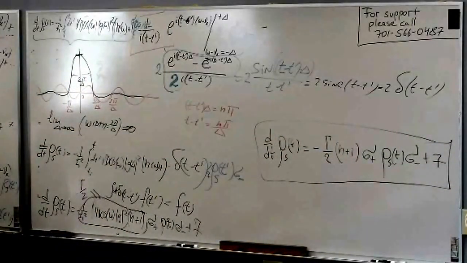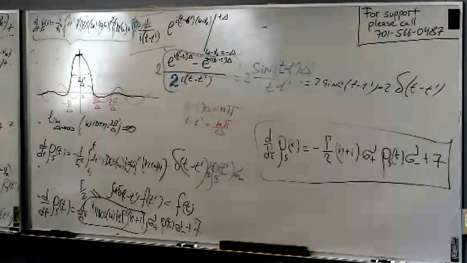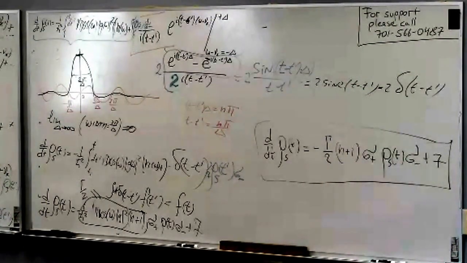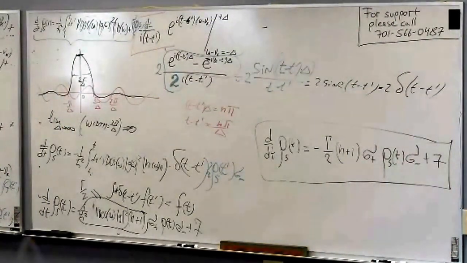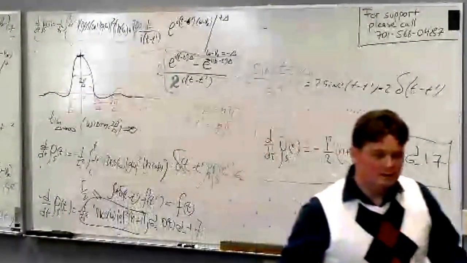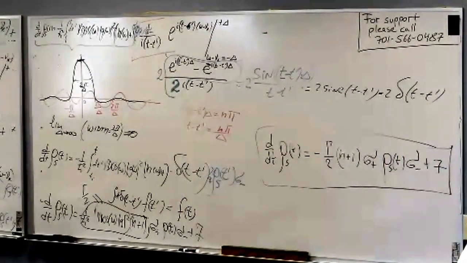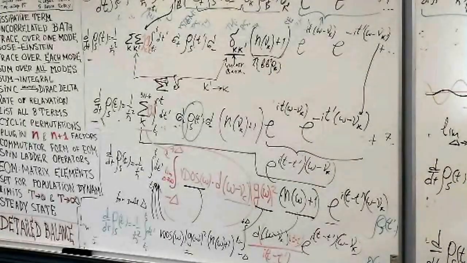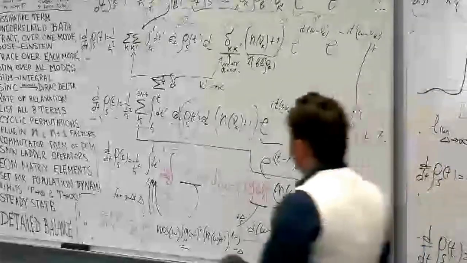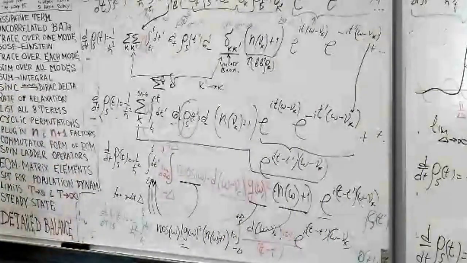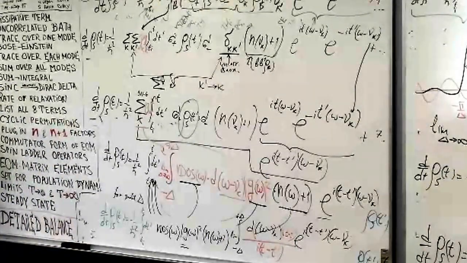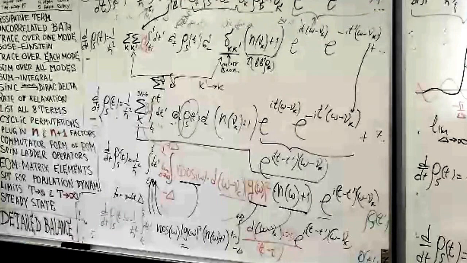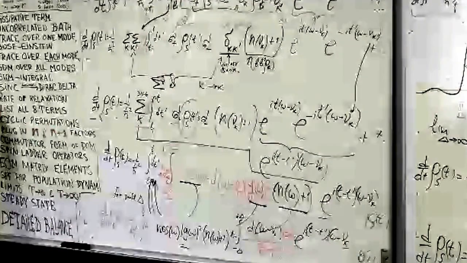We are very close. Let's count how far we are. So we are done with this. We are done with this sync becoming zero delta. We defined relaxation. Oh no, we are exactly at a half.